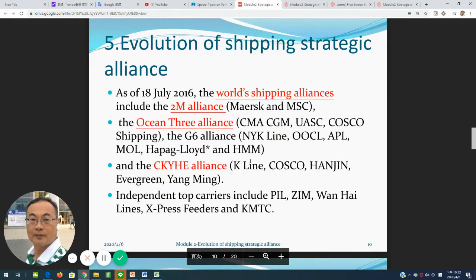Okay, now number five, let's introduce some evolution of shipping lines' strategic alliances. We introduce, in 2016, the world shipping alliances. They have two alliances, including Maersk and MSC Ocean Lines, including CMA CGM, COSCO Shipping, and the G6, that's NYK, APL, Mitsui, Hapag-Lloyd, and HMM, Hyundai. And it also included CKYHE, K-Line, COSCO, Hanjin, Evergreen, Yangming. But Hanjin went bankrupt in 2016.